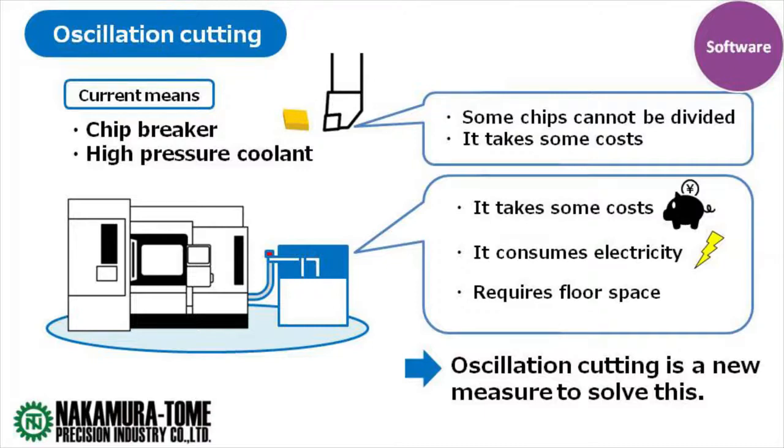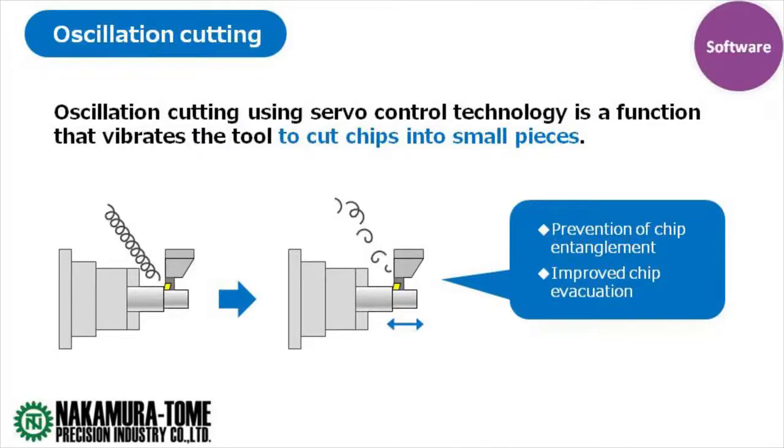Sometimes we face cutting chips that cannot be broken by chip breakers. High-pressure coolant equipment takes up a lot of space in a factory, and it consumes a large amount of electricity. Oscillation cutting will be another option to solve the cutting chip problem.